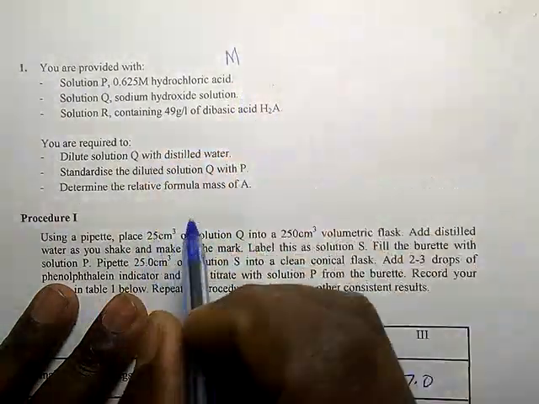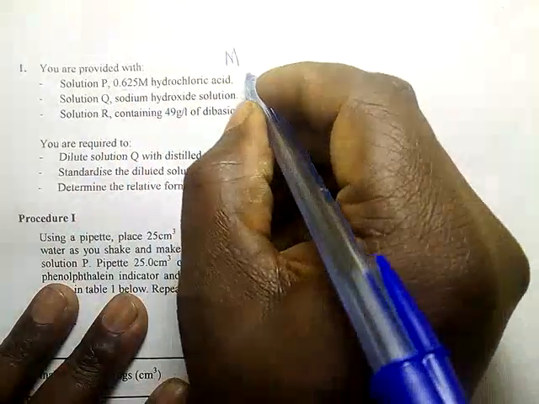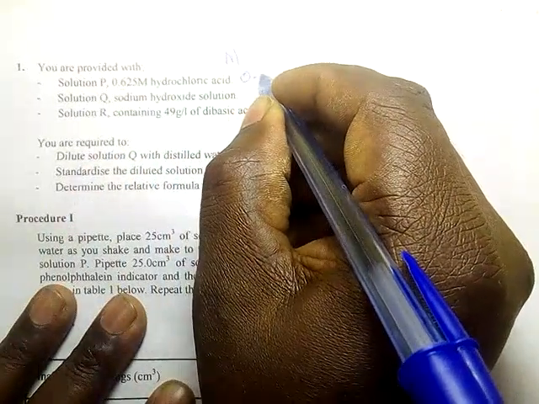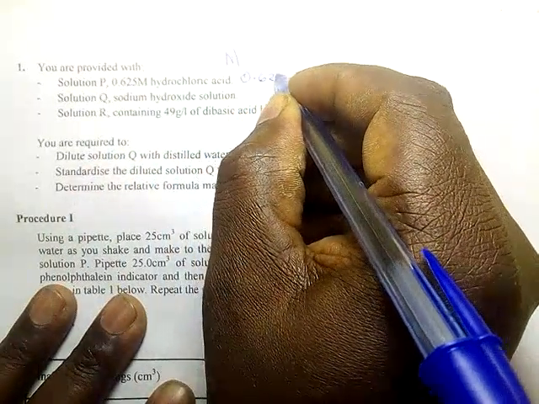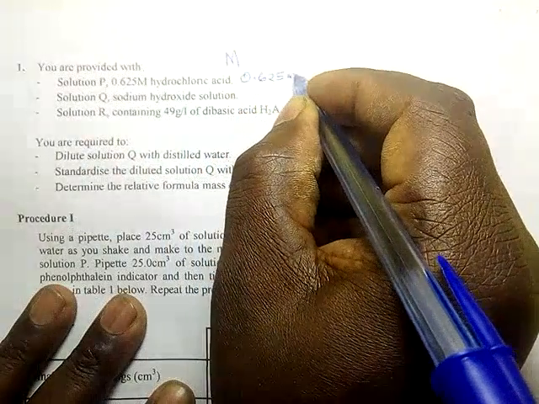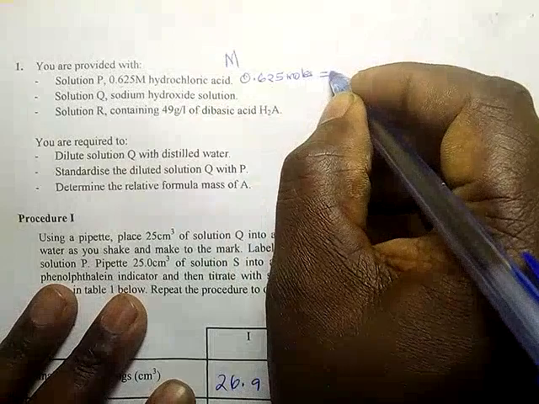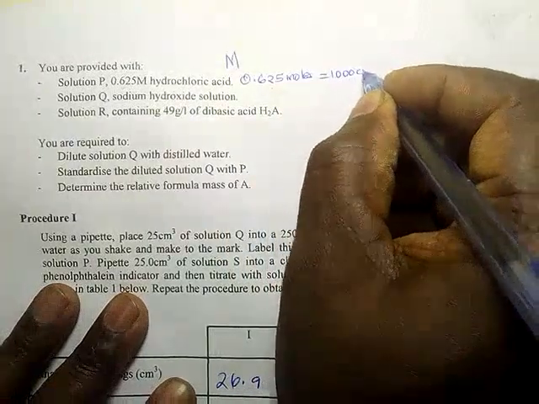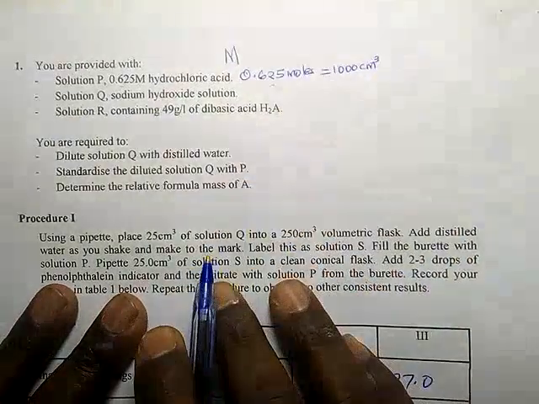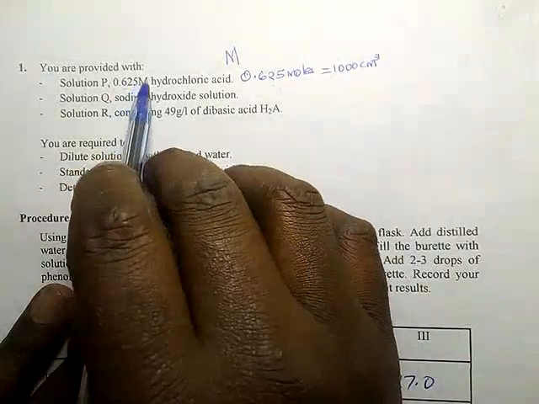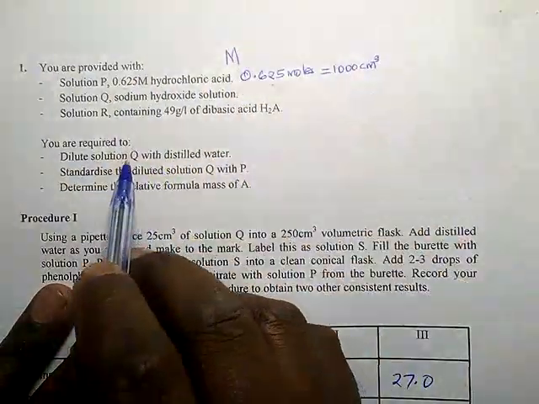1 liter. Kwa hivyo simply this it means that 0.625 is the number of moles. It's the number of moles in 1000 centimeters cube. Hiyo ndiyo inamaanisha kwamba moles in 1 liter.